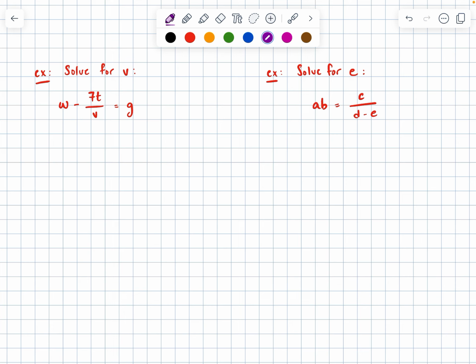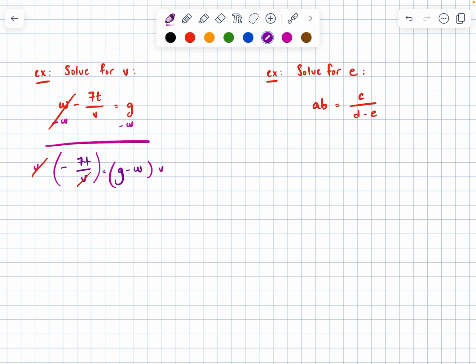I'm kidding. W minus 7t over v equals g. So I want to get v by itself. Again, same idea as before. Well, I'll use my reverse order of operations. I'll subtract w to begin with, minus w from both sides. I've got negative 7t over v equals g minus w. And then again, same problem. V's in the denominator. I want it in the numerator. Let me now multiply both sides by that v to get rid of my division.